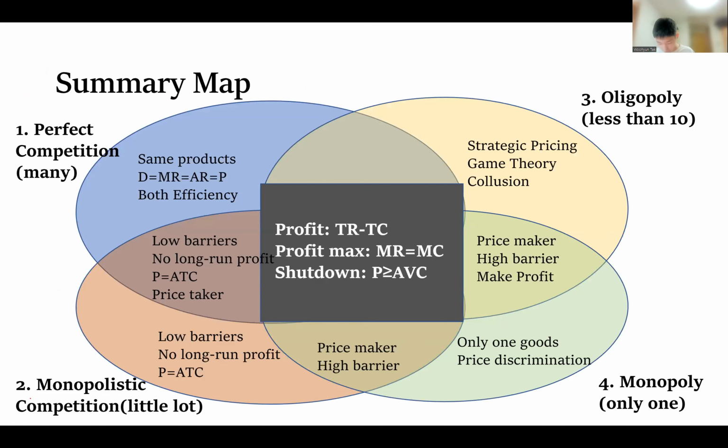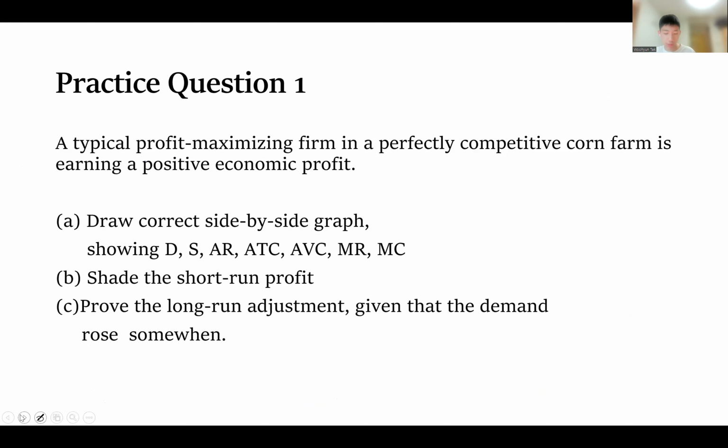This is the summary map expressed by a Venn diagram. The common important point is in the black box. You must know how to draw graphs of perfect competition, monopolistic competition, and oligopoly. Second, analyze the payoff matrix. Third, understand the exact definition of the terms. This was the goal of today's lecture. Then let's move to practice questions.